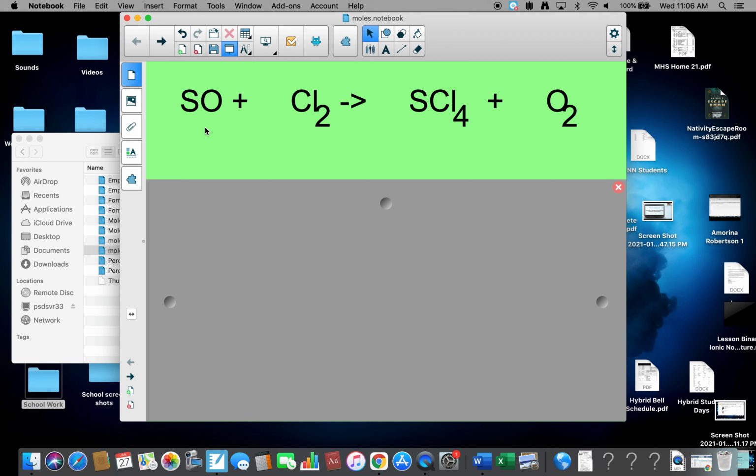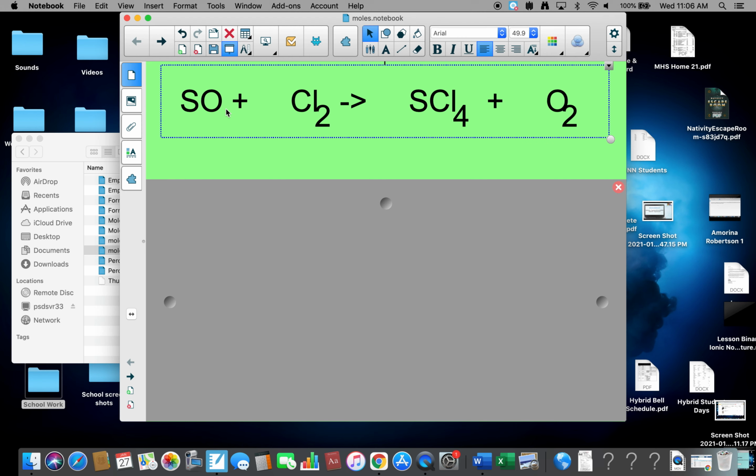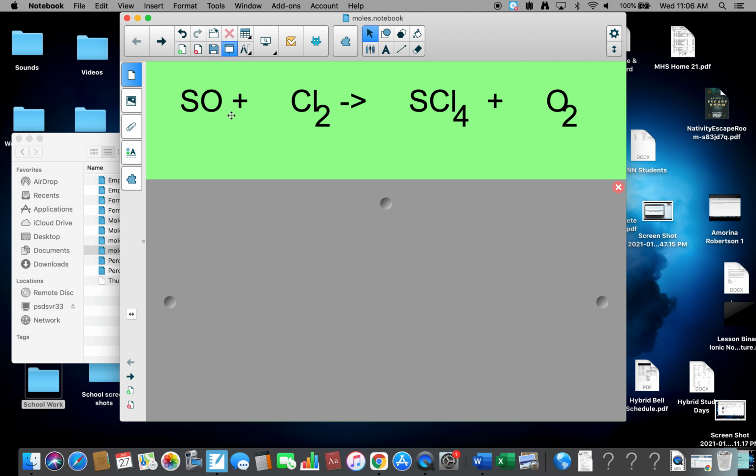Fascinating world of chemistry. Here's the chemical reaction. Sulfur monoxide plus chlorine generates for us sulfur tetrachloride plus oxygen. Now you look at those, you can see that they're not all equal. I've got one sulfur on both sides, but I have two chlorines over here and four over here, one oxygen and two oxygens. So we do have to balance this.